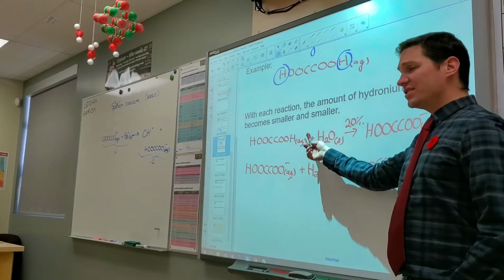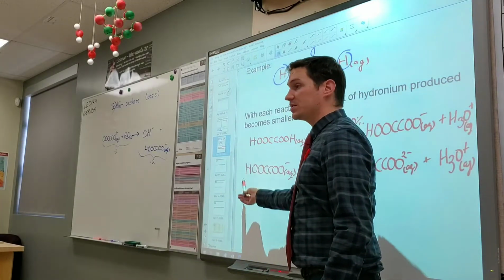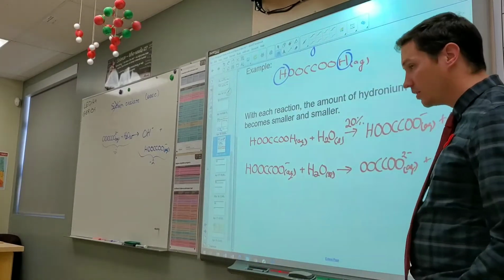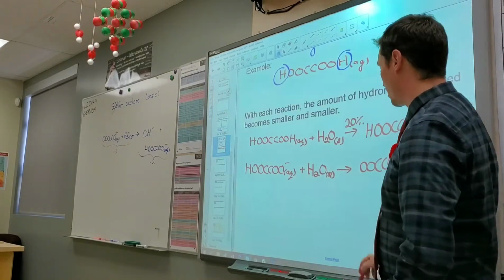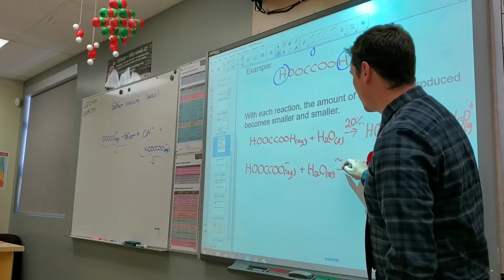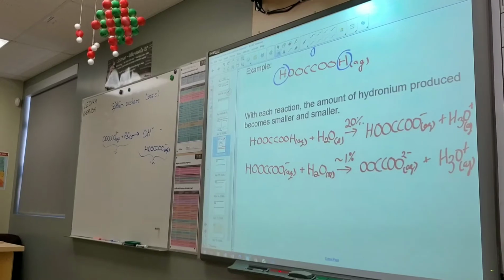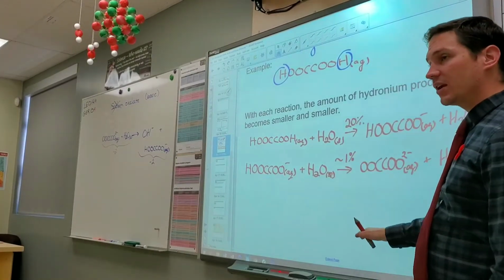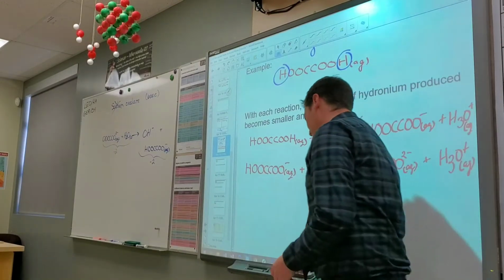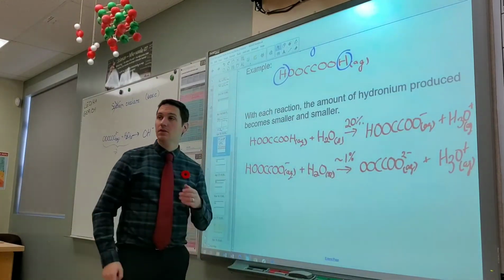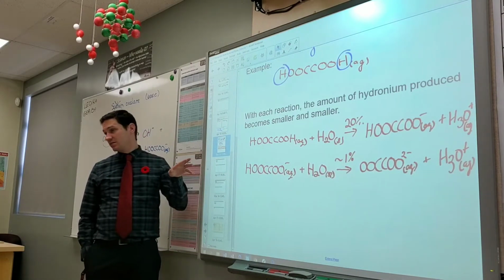Which one of these reactions do you think is going to be more successful? The one with 2 acidic protons or the one with only 1 acidic proton? The one with 2, right? It's got a way higher percentage of actually donating a proton. This is going to be about 1%. With every successive acidic reaction, it becomes less and less successful. Hopefully that makes sense.